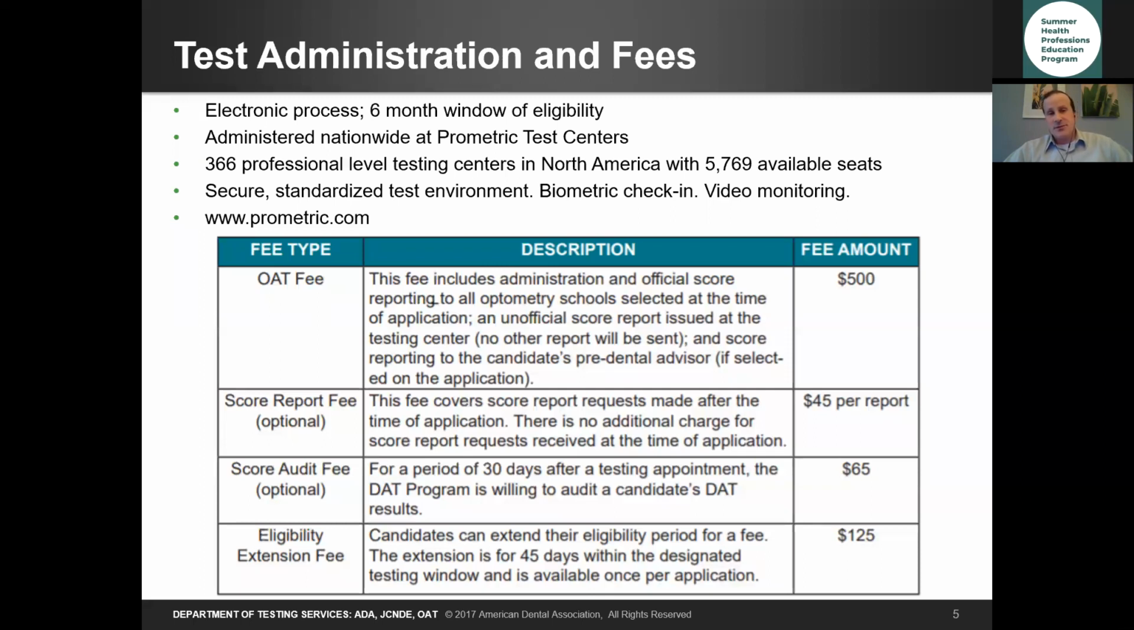The OAT is administered at Optometric Test Centers. They have test centers throughout the United States. In all likelihood, there is one fairly close to you. We don't often hear that people have trouble finding testing appointments at a test center close to them for the OAT. The test is taken in a secure, standardized environment.